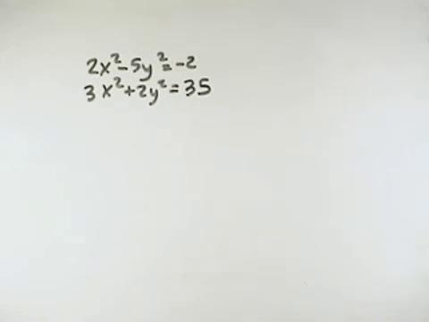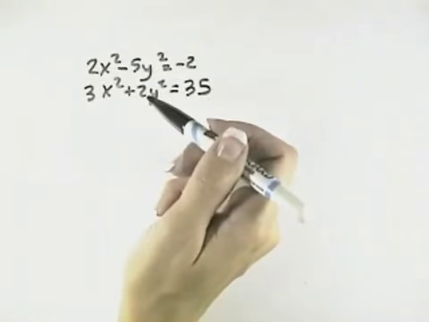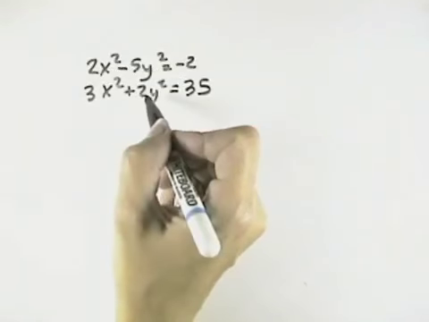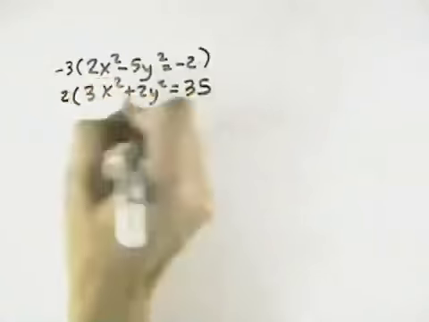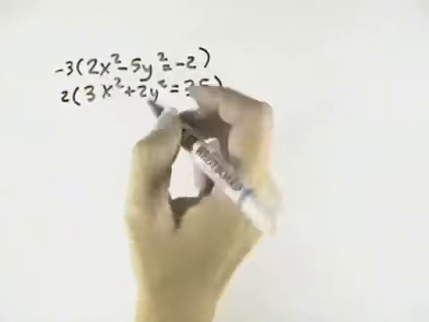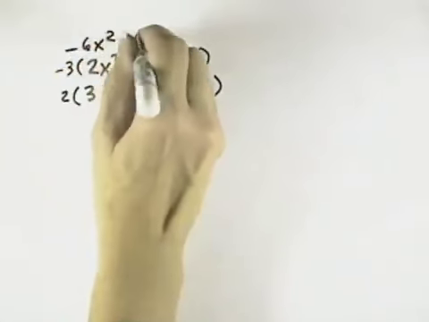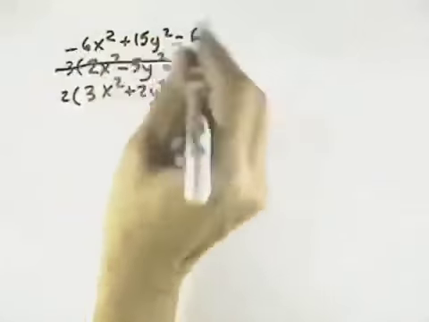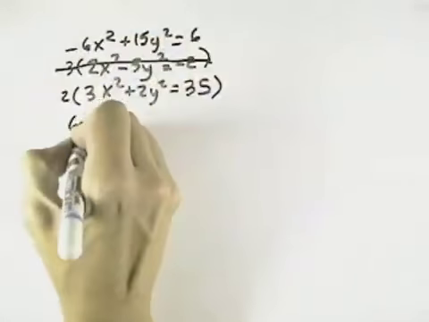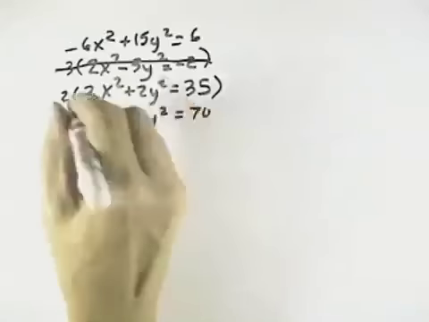Here I want to solve the system of equations. Because I have both x squareds and y squareds, I'm going to try using the addition rule by multiplying my top equation by -3 and my bottom equation by 2 so that the x's will drop out. I'll have -6x squared plus 15y squared equals positive 6 for my new top equation. My bottom equation will be 6x squared plus 4y squared equals 70.